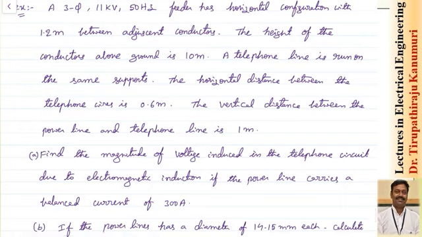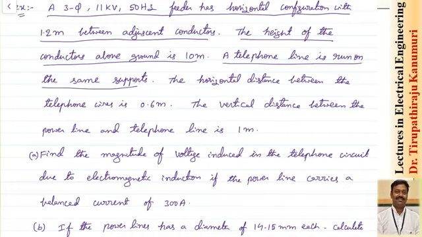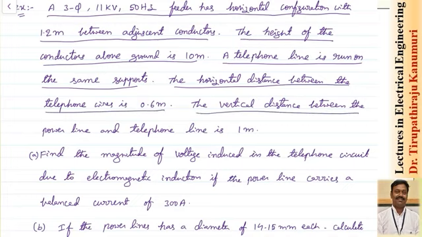I am taking a 3-phase 11 kV 50 Hz feeder, with horizontal configuration with 1.2 meters between adjacent conductors. The height of the conductors above the ground is 10 meters. A telephone line is run on the same supports. The horizontal distance between the telephone wires is 0.6 meters. The vertical distance between the power line and telephone line is 1 meter.